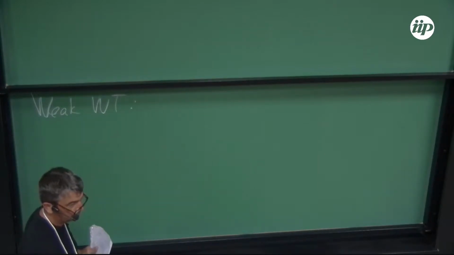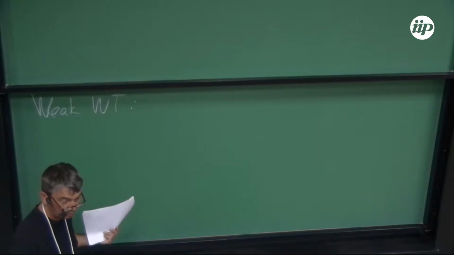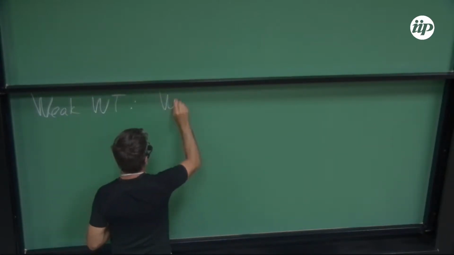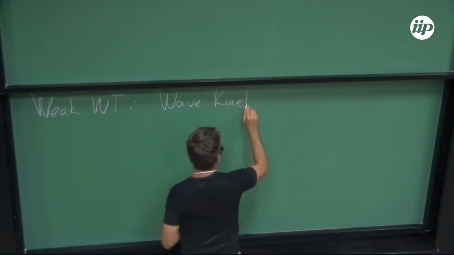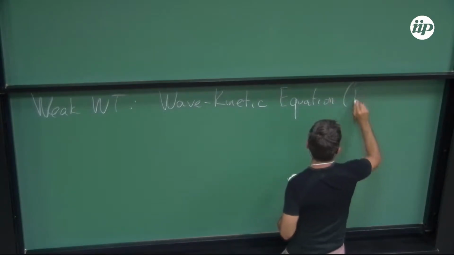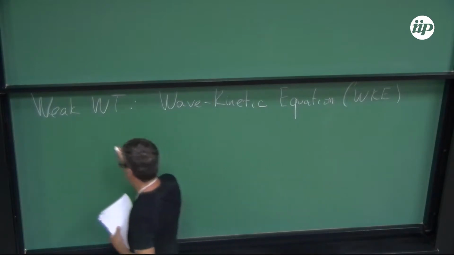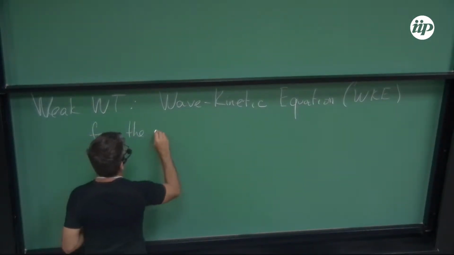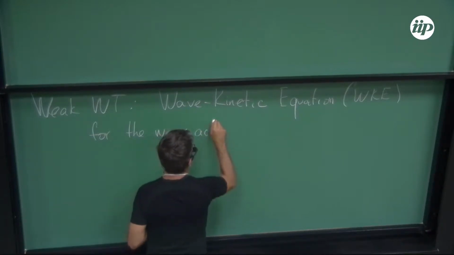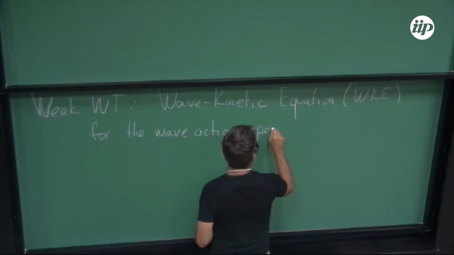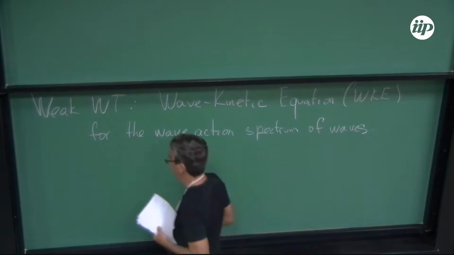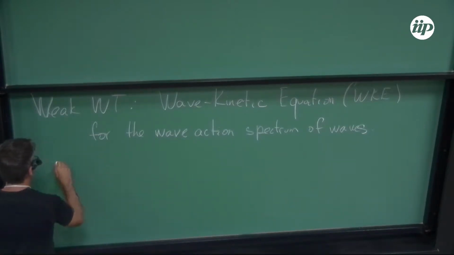So what are the main objects of that? We develop a statistical closure for describing the evolution of the spectrum of such waves. This is called the wave kinetic equation, for the wave action spectrum of waves. I'll explain what I mean by wave action and what's the difference from the energy spectrum. Let's derive that and obtain solutions of it.